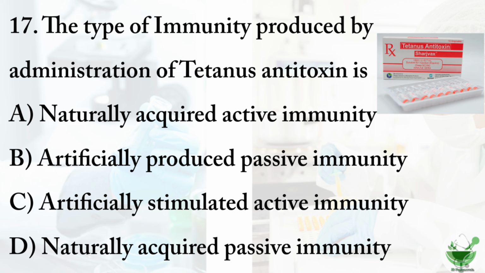Then question number 17. The type of immunity produced by administration of tetanus antitoxin is option A, naturally occurred active immunity. Option B, artificially produced passive immunity. Option C, artificially stimulated active immunity. Then option D, naturally occurred passive immunity. The correct option is option B, artificially produced passive immunity. Anti-tetanus immunoglobulin and tetanus antitoxin is a medication made up of antibodies against the tetanus toxin.